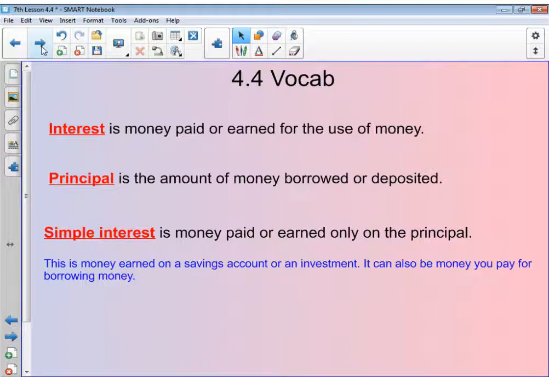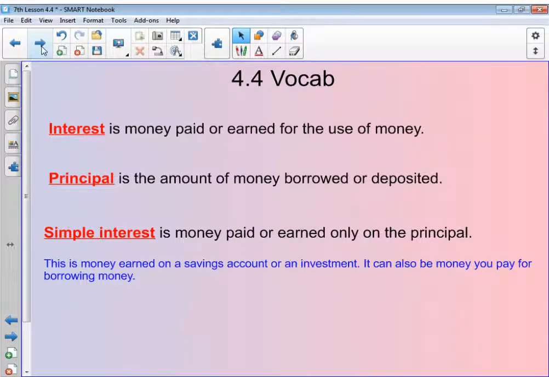CDs, things like that, not music CDs, but CDs in terms of cash deposits, or savings bonds, things like that. Those are going to gain interest over a period of time.